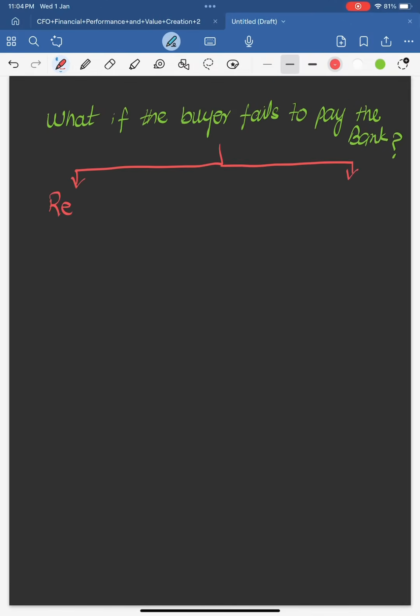Naturally, the next question is, what if the buyer fails to pay the bank on the due date? What options are available to the bank? It depends on the type of factoring, whether it's with recourse factoring or without recourse factoring.